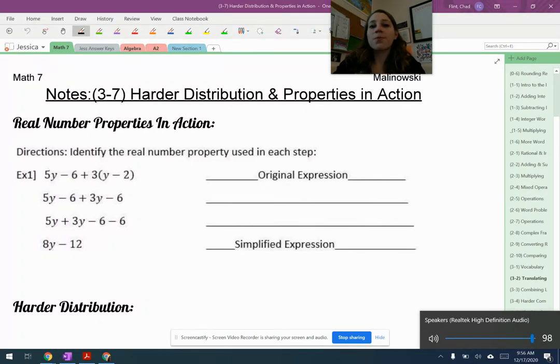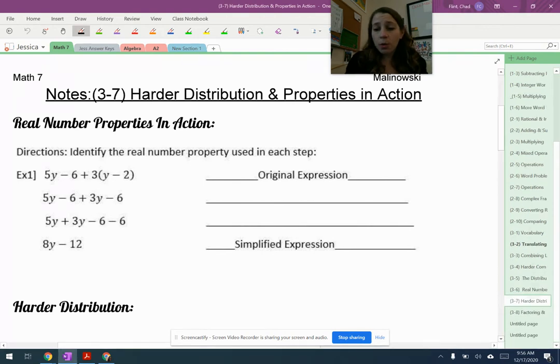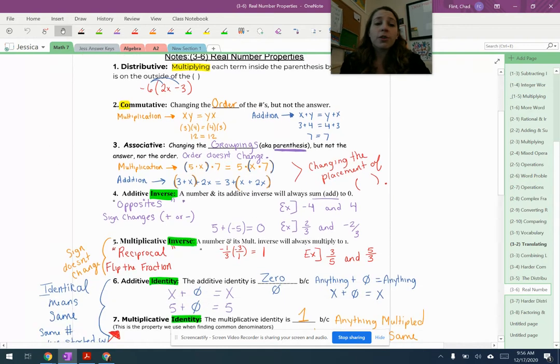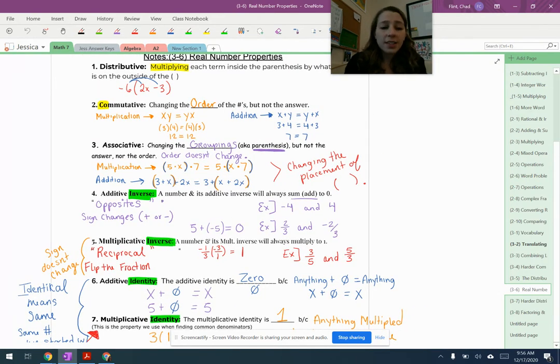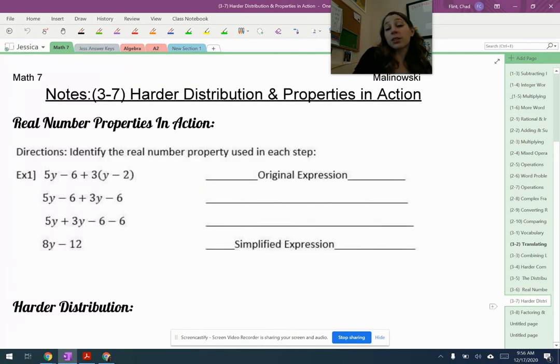Okay, so today we're looking at Math 7. These are notes for Lesson 7 in Unit 3, 3-7. This is harder distribution and real number properties in action. So those real number properties that we looked at in our last lesson, 3-6, which were the distributive, commutative, associative, additive inverses, all those operations, we're now going to be looking at those in action, basically.